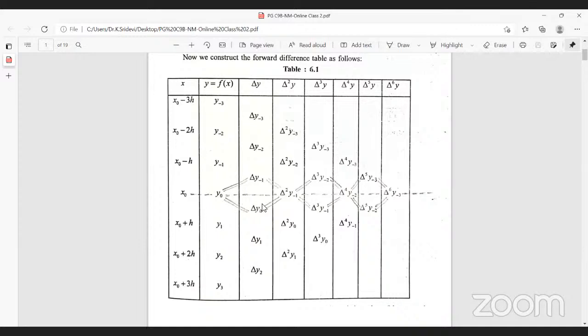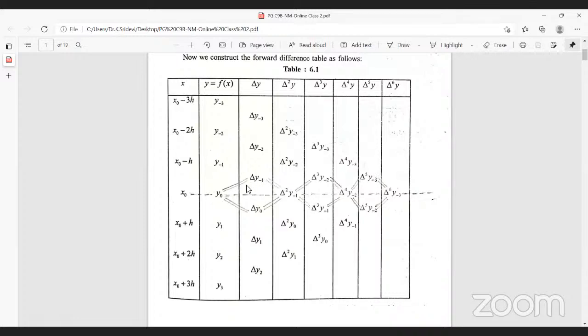So these are all involved in Stirling's formula, because these are only involved in the forward difference formula. These are only involved in Gauss's backward difference formula. The central difference formula is the average of both the formulas. So all these entries are involved in Stirling's formula like that.